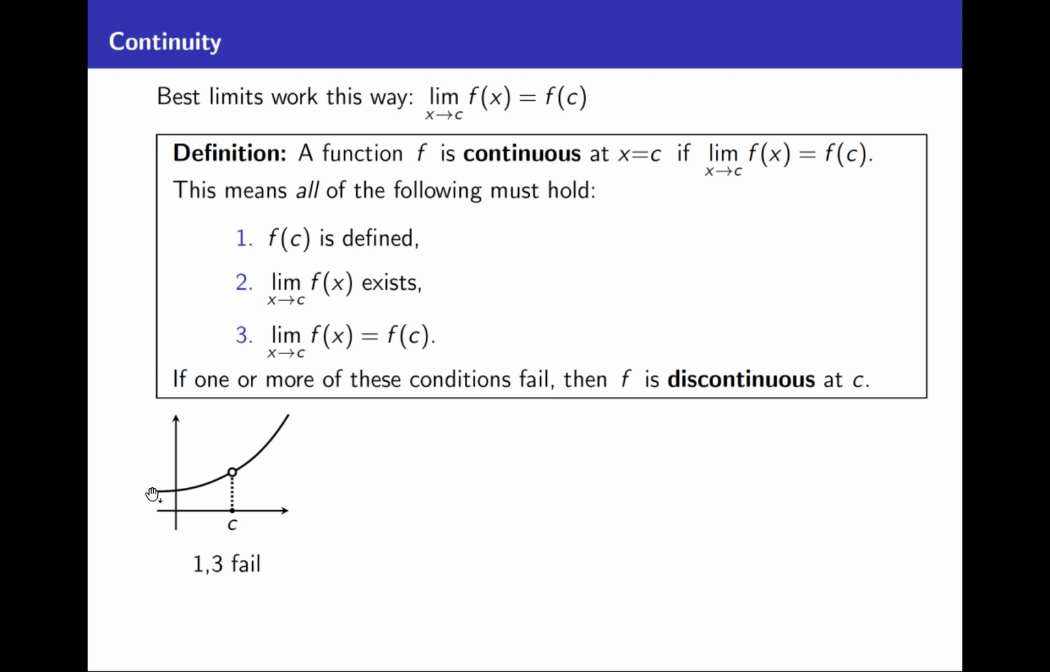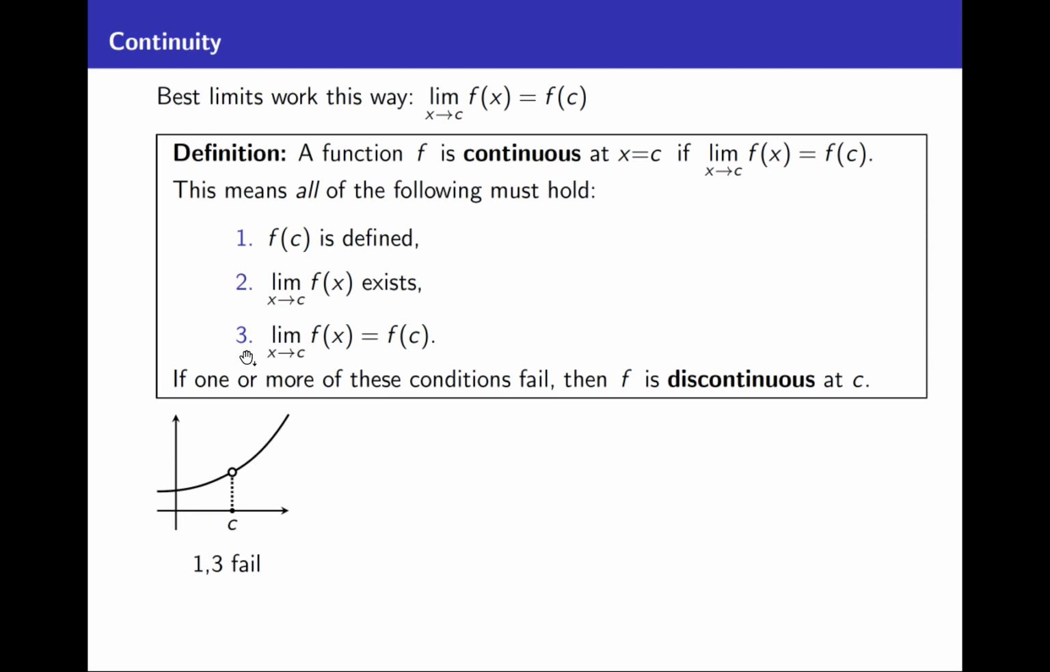Here's a function, y equals f of x, and an x value c. And there's a hole in the graph right here, over c. And that means that f of c is not defined. You can't plug in c into the function. So property 1 fails. Now you'll see that here the limit as x approaches c of f of x does exist. It equals the y coordinate of this hole. So property 2 holds, although property 1 fails.